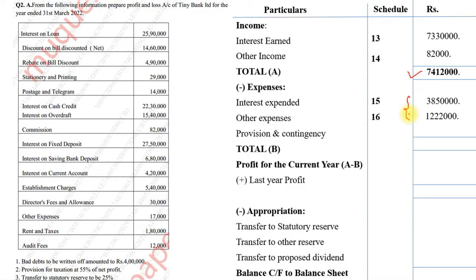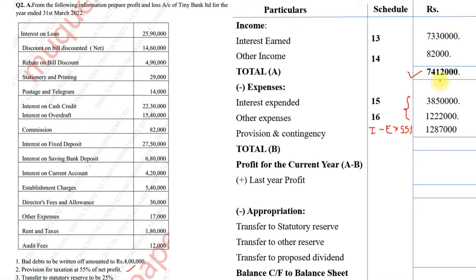On that we have to take a tax of 55%. They've given you 55% tax. So when you take the tax, it comes to 12 lakh 87,000. That is also an expense for us, 12 lakh 87,000. So how to get it? Very simple. It was all my income less expense, and on that we take 55%.